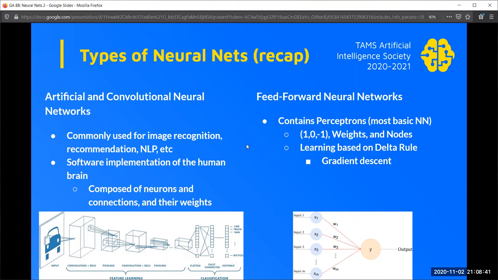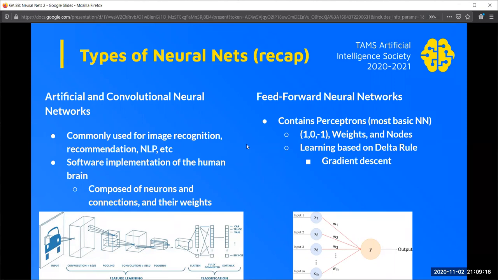So types of neural networks, we have our artificial and convolutional neural networks. These are used for image recognition, recommendation, natural language processing, these kinds of things. Like we mentioned earlier, they're composed of neurons and connections. You also weigh every input, sometimes with different weights at different neurons. This is the closest thing we have right now to real artificial intelligence.